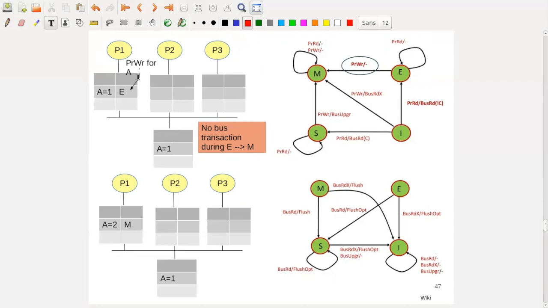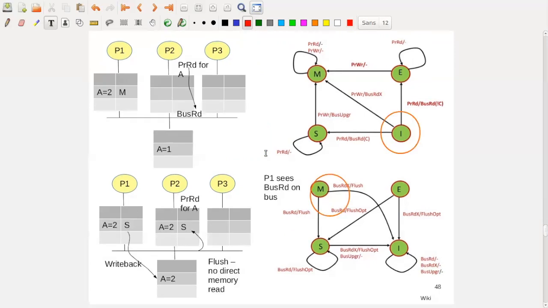But because I'm doing a write, the data is inconsistent with the memory. So when it is in the exclusive state and you do a write, you change to M state, just like before. So there is no bus transaction when you change from E to M state. Now let's say processor 2 does a read. It sends a bus read on the bus.